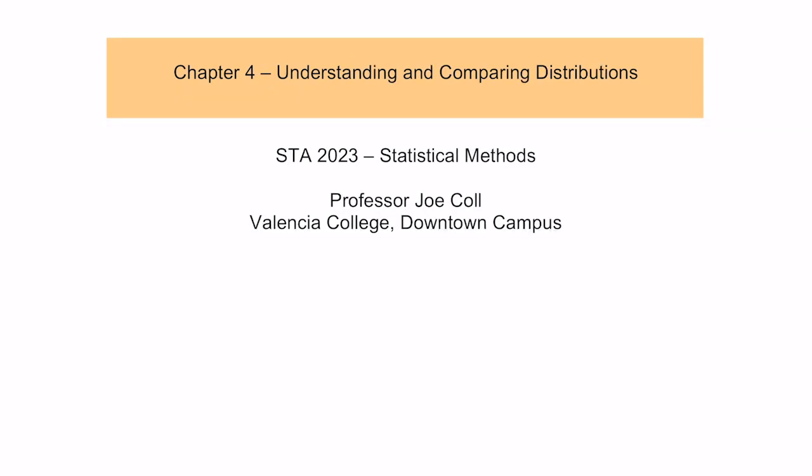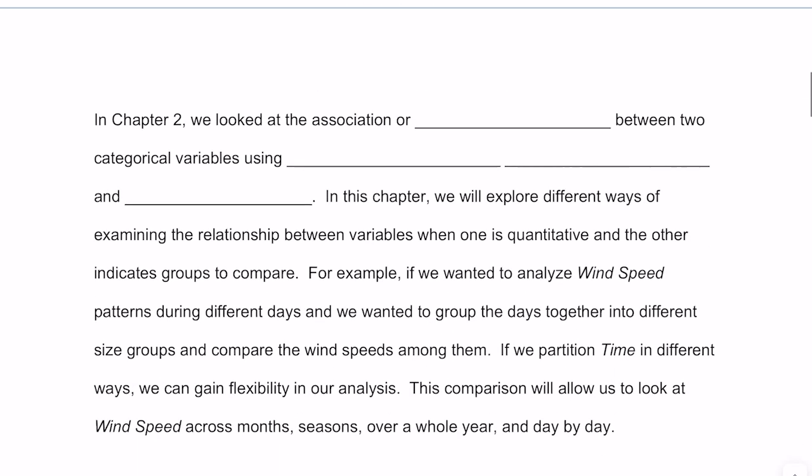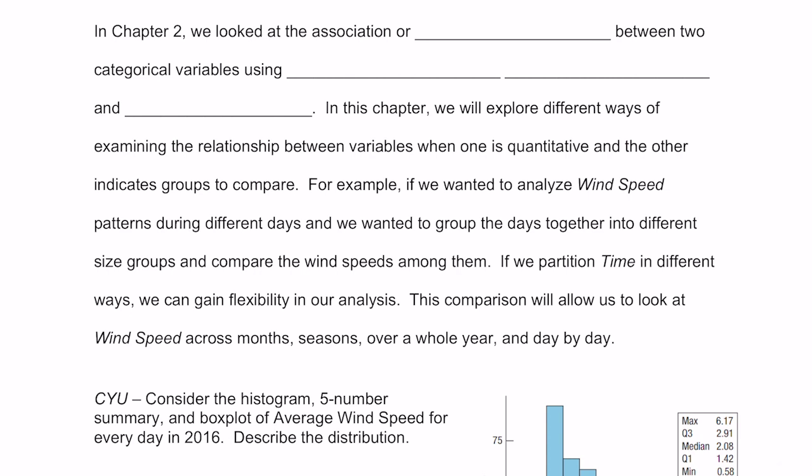Back. In this chapter, we're going to look at how to understand and compare when we have more than one distribution. In chapter 2, remember that we looked at the association or relationship between two categorical variables, and we did that by looking at contingency tables or displays. We looked at bar graphs and pie charts and segmented bar graphs and mosaic plots and things like that.